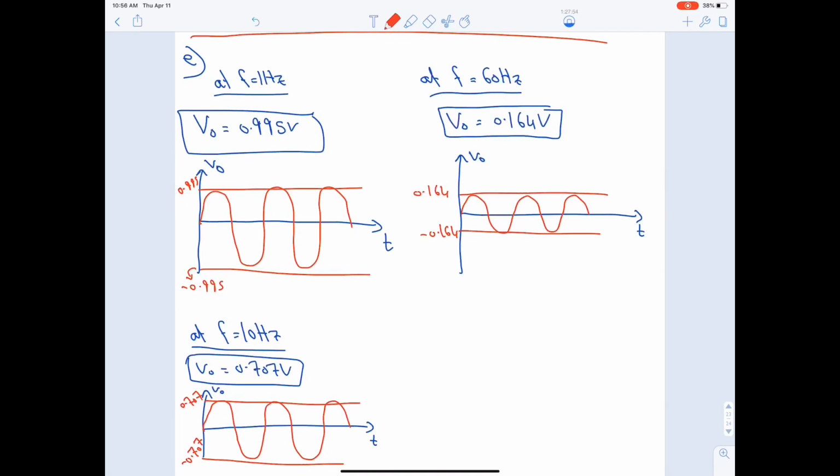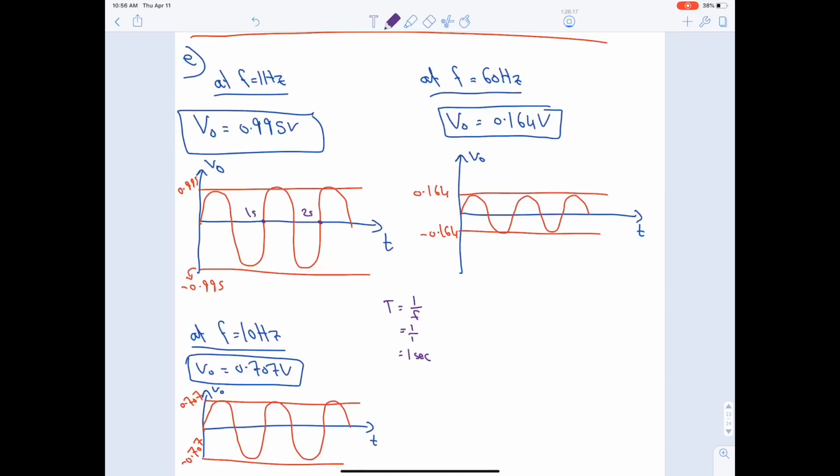What is frequency? Frequency is the number of cycles per unit time, right? Okay, so here it says f equal to 1 Hertz, which means that the time period is 1 over f, 1 over 1, so it's 1 second. So every cycle should be in 1 second.